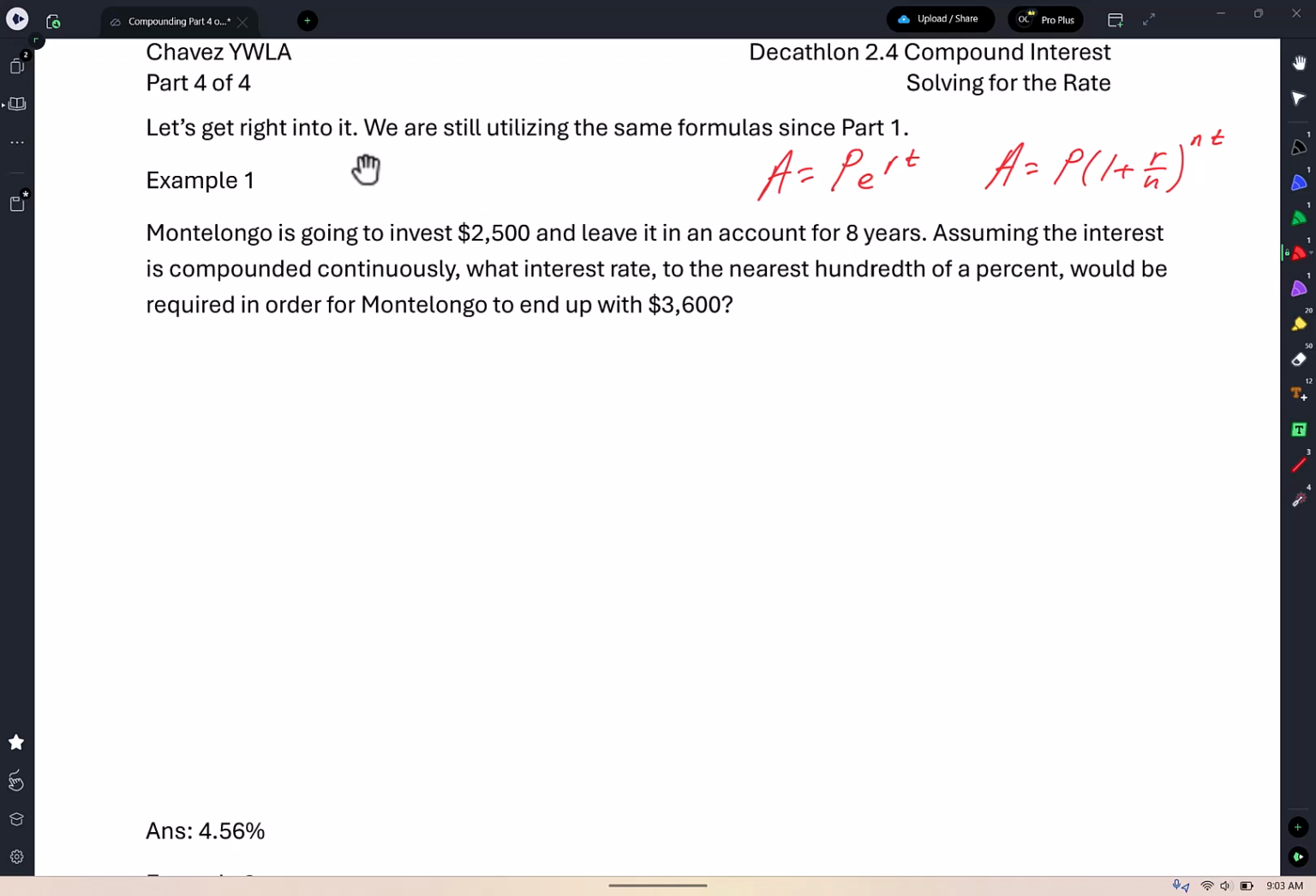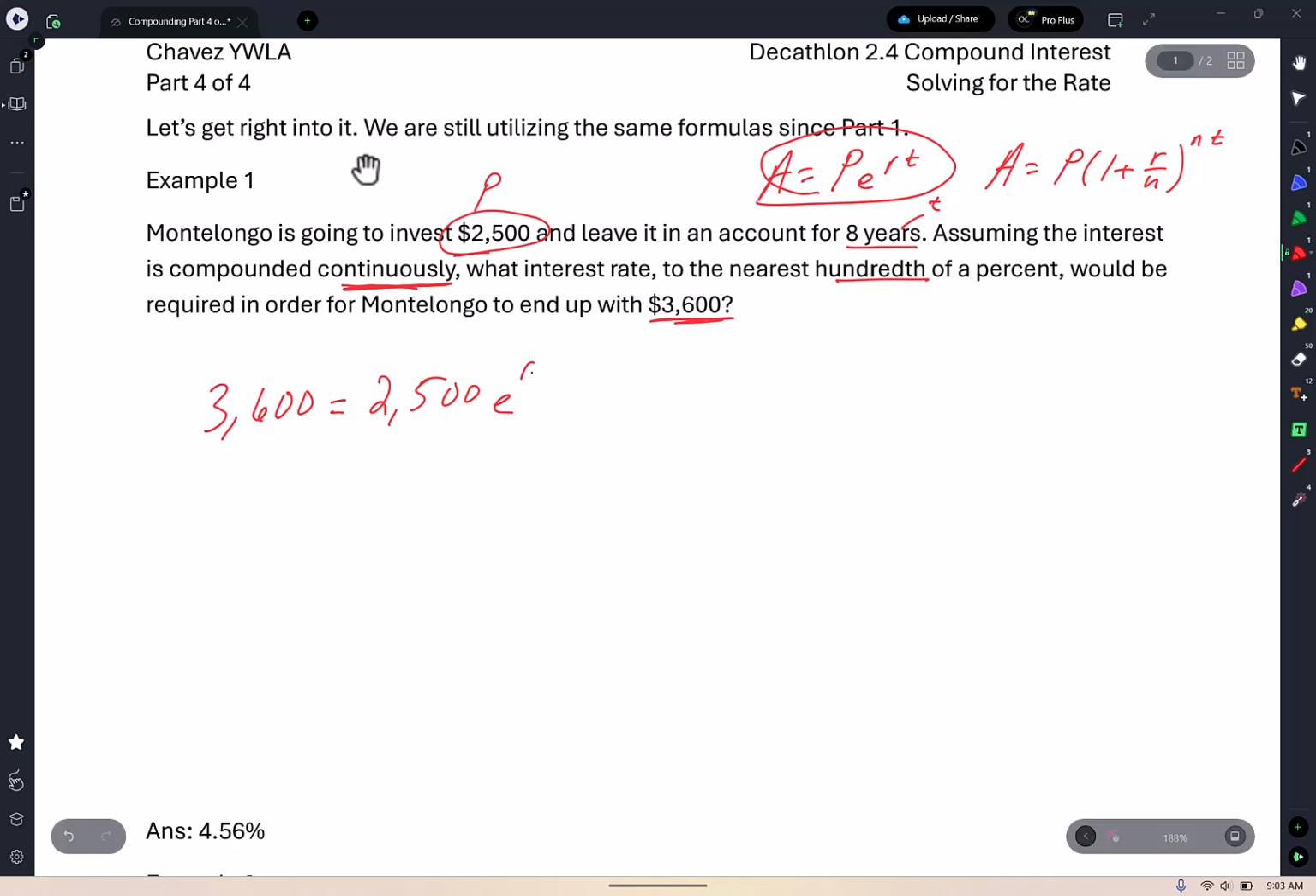Montelongo is going to invest $2,500. So that's the initial amount, that's the P, and leave it in an account for 8 years. That's your t. Assuming the interest is compounded continuously, we're going to be using that formula. What interest rate to the nearest hundredth of a percent would be required in order for Montelongo to end up with $3,600? So let's set it up: 3,600 equals 2,500 e to the r times t. R is what we're looking for, and t is 8, so I'm going to write it as 8r.